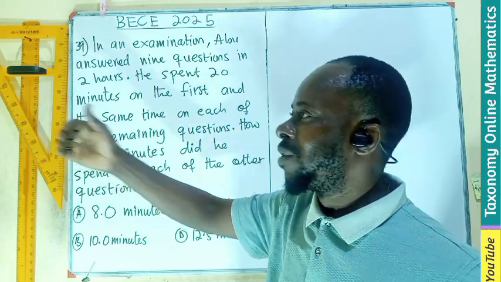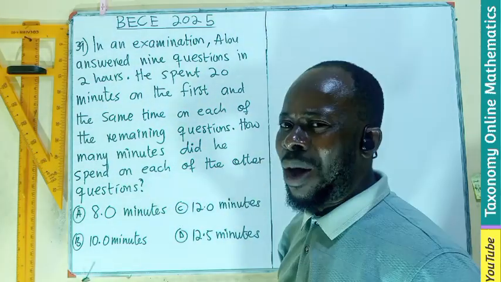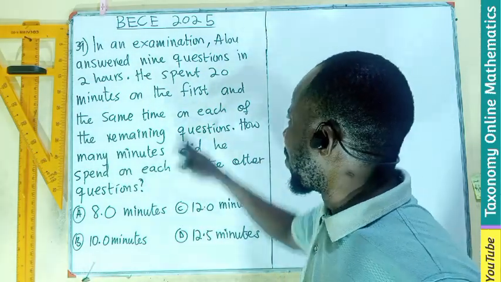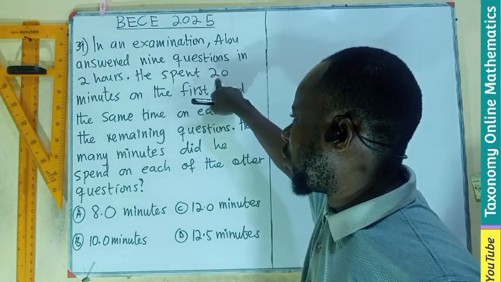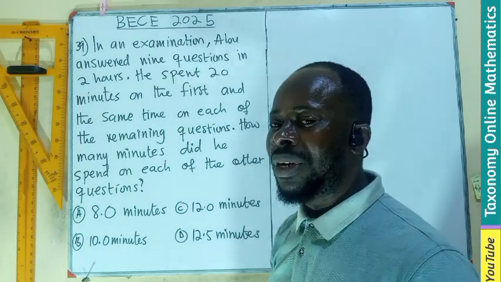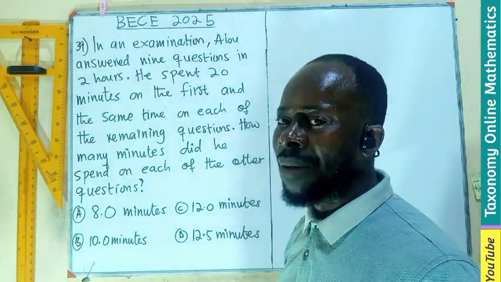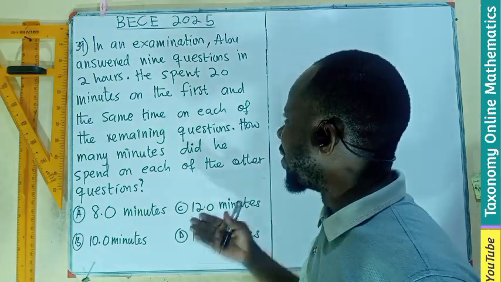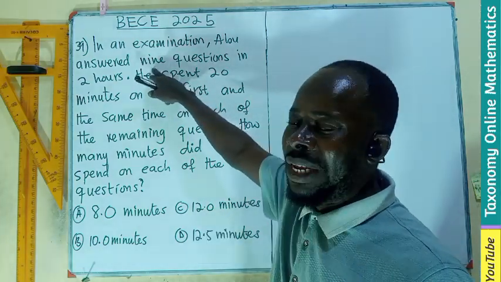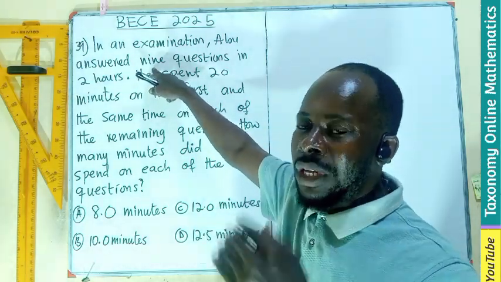In minutes. So if you express it in minutes, that will be 120, right? 120, as you take away 20 from it, you are left with what? 100 minutes. That 100 minutes is what he's going to spend on the remaining 8 questions equally.